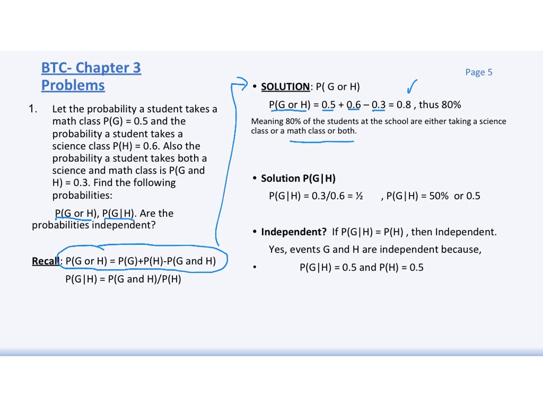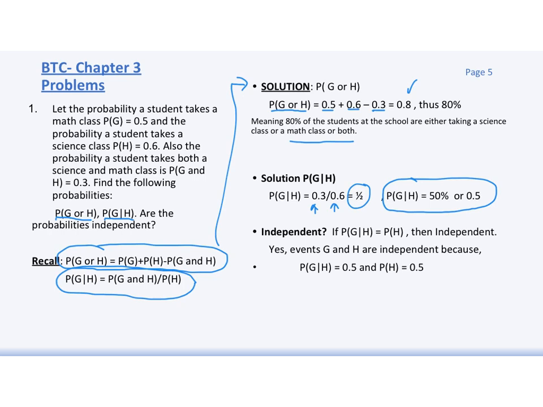In our next case, we want to find the probability of G given H, and here is our equation. The probability of G given H is the probability of G and H divided by the probability of H. Here the probability of G and H is 0.3, and the probability of H is 60% or 0.6. When we divide those, we get 1/2. So the probability of G given H is 50%.